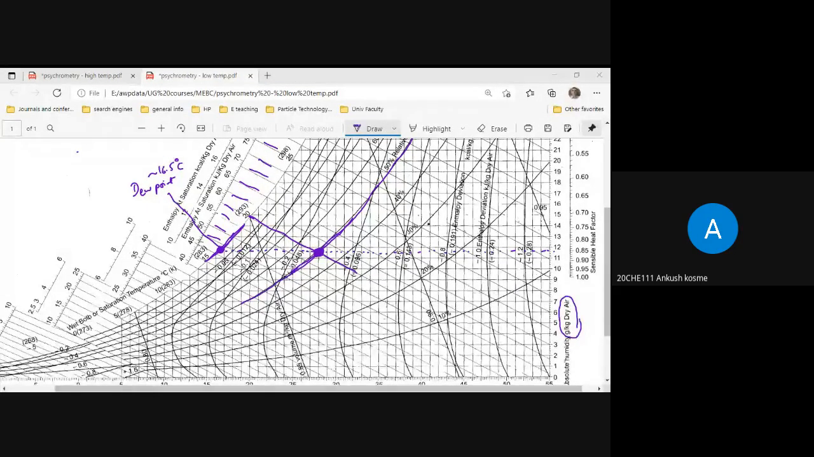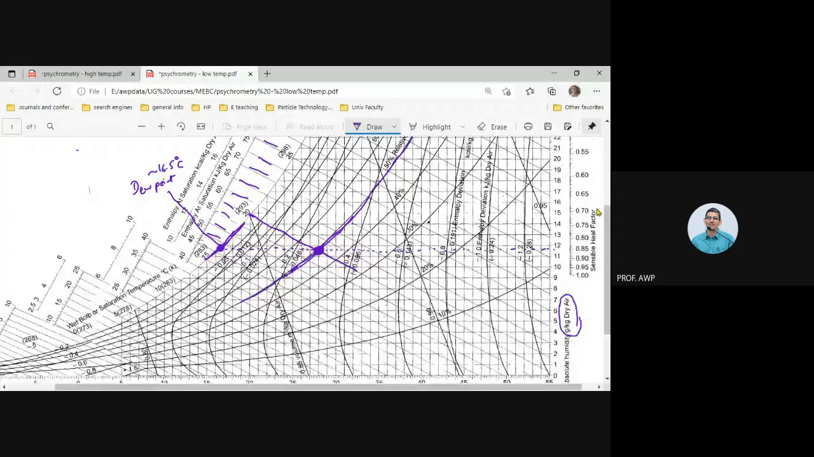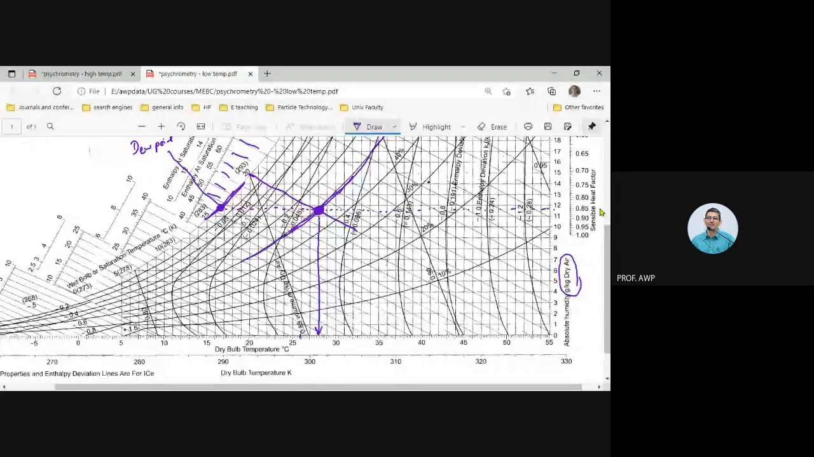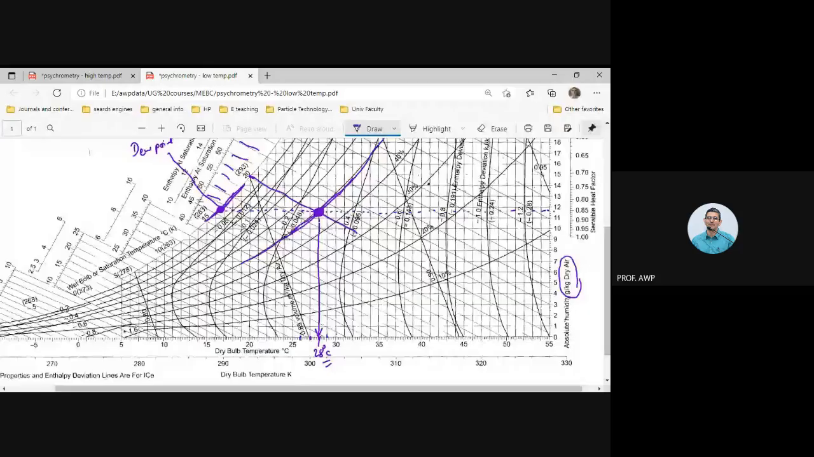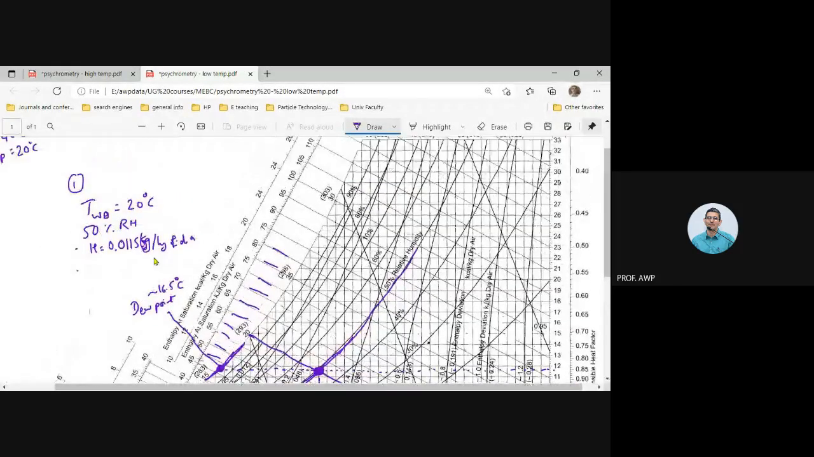Right. What else do you want? We want the temperature of that air. What is the temperature of that air? This is the point where we have 20 degrees centigrade wet bulb temperature and 50% RH. This is the actual dry bulb temperature of the air. What is the value here? This is 26, 27, 28, 29, 30. So approximately 28 degrees centigrade. Do you agree with this? Yes, sir.